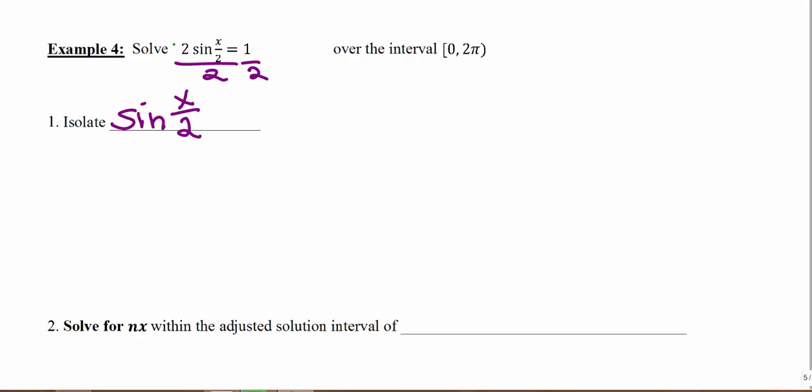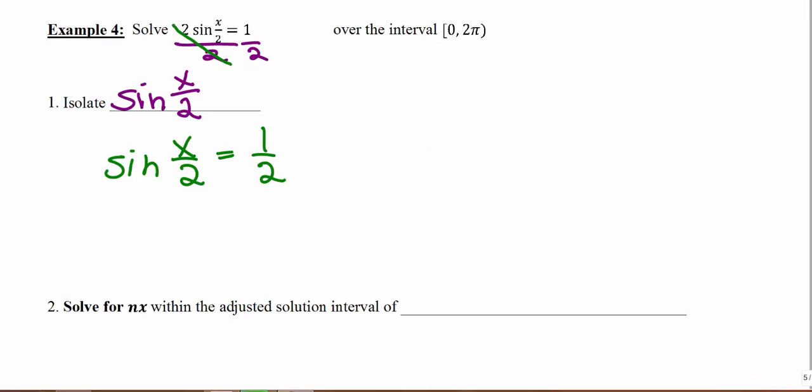When we do that, the 2's on the outside will cancel, and we're left with sine of x divided by 2, and that's another way of saying half of x, equals 1/2. Now our goal is to solve for the value of the input angle. So we want to solve for x divided by 2. This is also the same thing as saying 1/2 times x. It's all the same. We want to solve for the input angle and figure out what angle, if I take the sine of that angle, do I get 1/2.